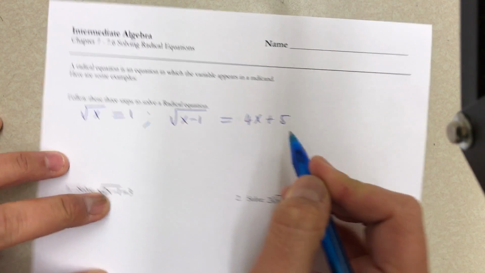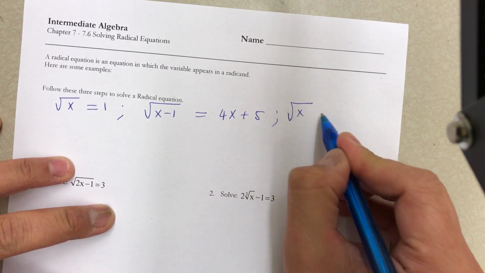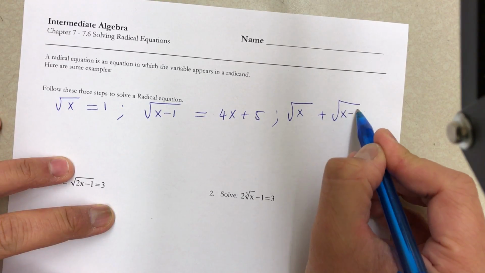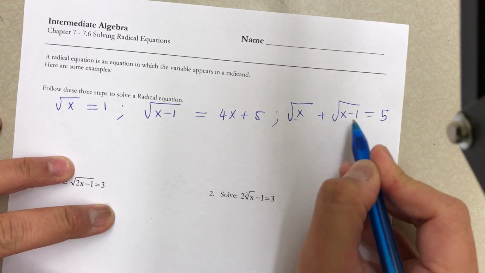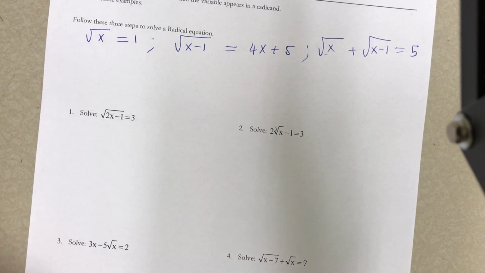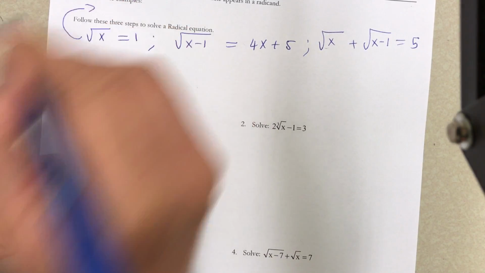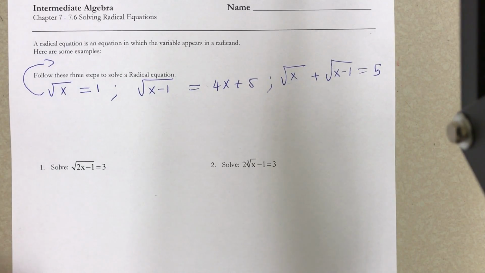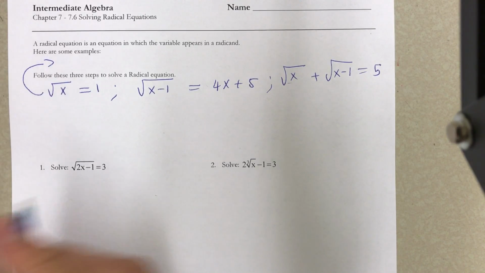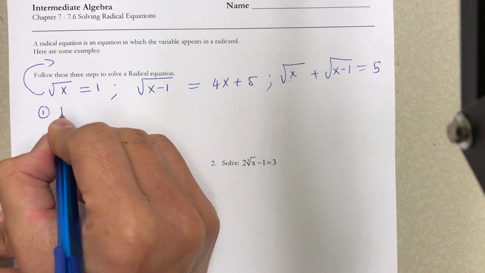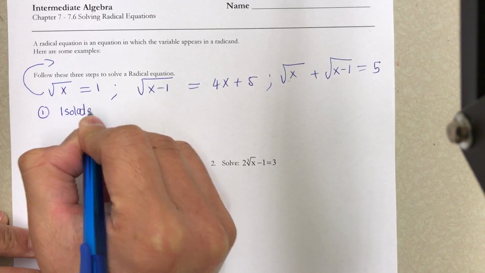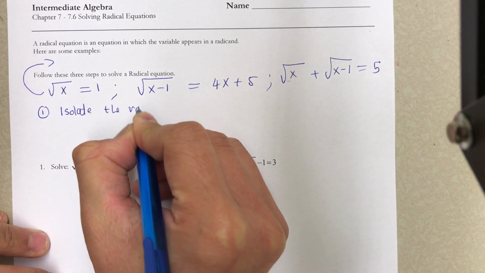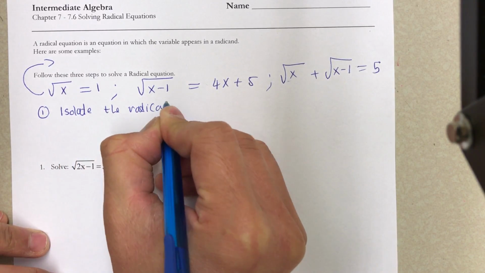That's a radical equation. So as long as your equation contains at least one radical, that's called a radical equation. So I should have written that up there. Now to solve a radical equation, follow these three steps. The first thing we're going to do is isolate the radical. Isolate the radical, and I will show you what this means.